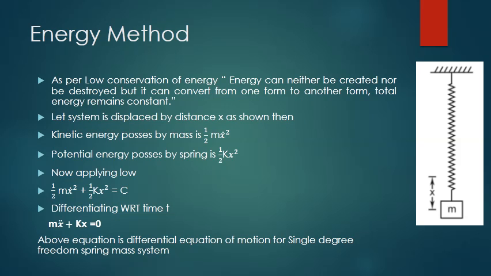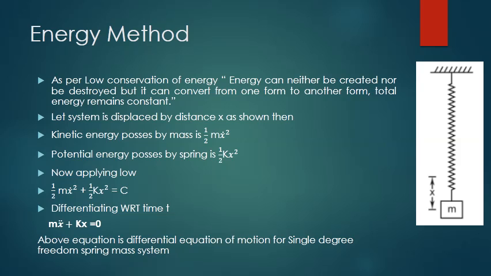Then we go for the next, the energy method. As per the law of conservation of energy, energy can neither be created nor be destroyed, but can be converted from one form to another form. Total energy remains constant. Let the system be displaced by a displacement x as shown in the figure. So the kinetic energy possessed by the system is 1/2 m x dot squared, and the potential energy possessed by the system is 1/2 kx squared. So total energy is 1/2 m x dot squared plus 1/2 kx squared, which is equal to a constant.